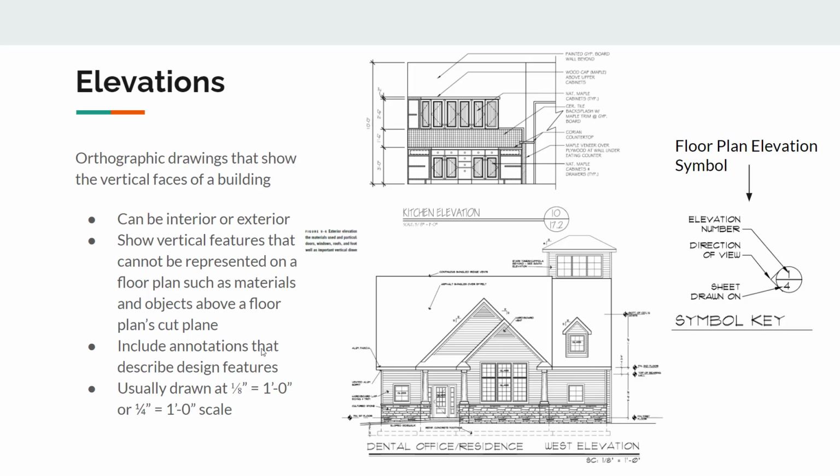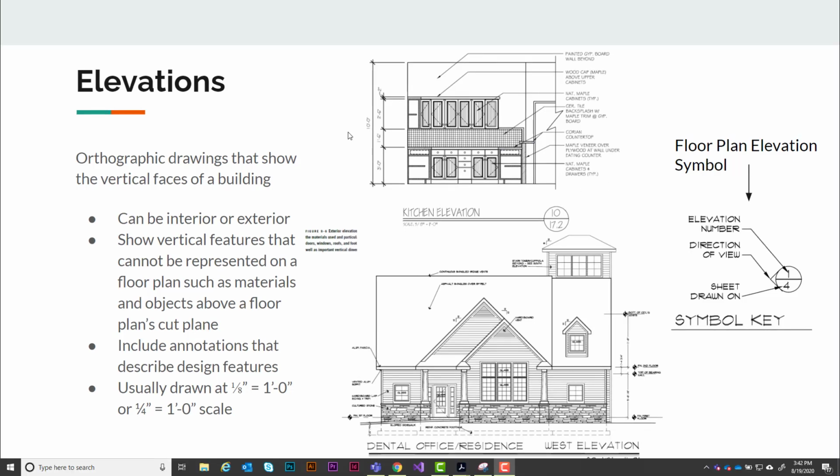They also include annotations that describe different design features. Okay, so over here on the right side, you can see an example of that. Here we have an annotation that's saying that this arrow is pointing to drywall or gypsum wallboard. And then below that, we can see that these sets of lines right here are actually representing a wood cap that's made of maple. This one right here is pointing to the countertop, and it's telling us that's made of Corian. And then we can see that the cabinets are made of maple.